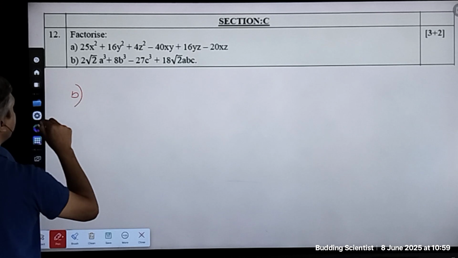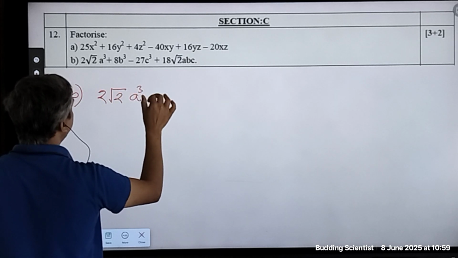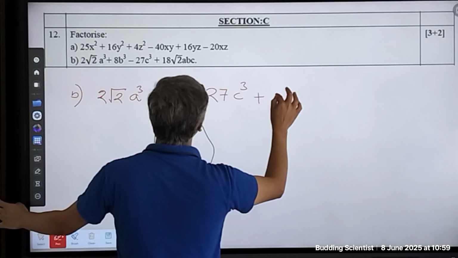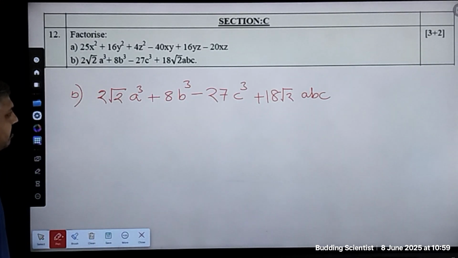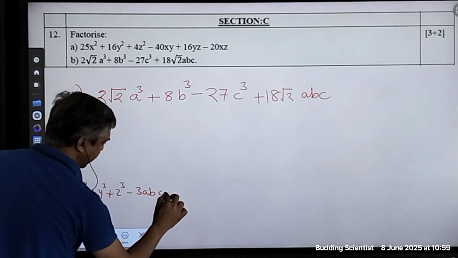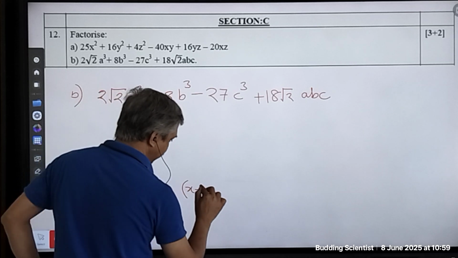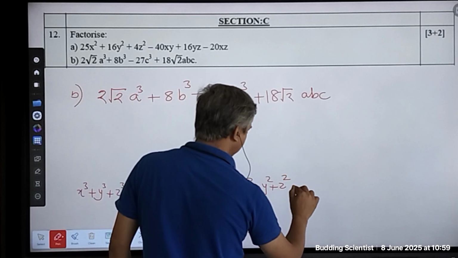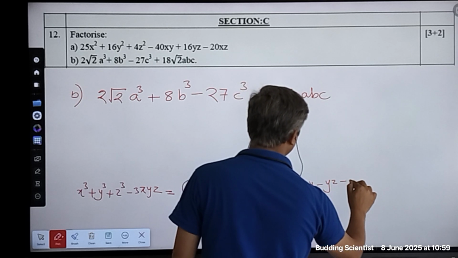Question number B. 2 root 2 a cube plus 8 b cube minus 27 c cube plus 18 root 2 abc. Now we have a formula: x cube plus y cube plus z cube minus 3xyz is equal to x plus y plus z in bracket, in the other bracket x square plus y square plus z square, and then minus xy minus yz minus zx.